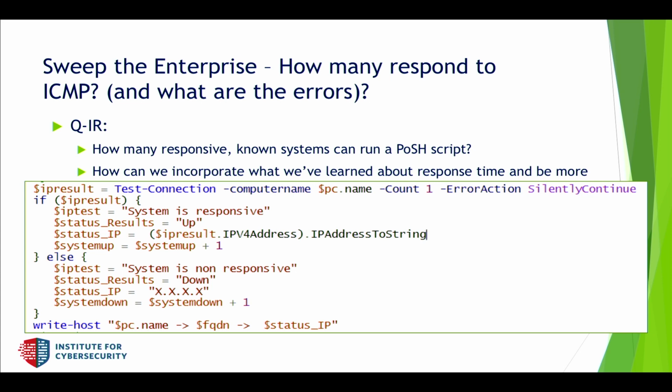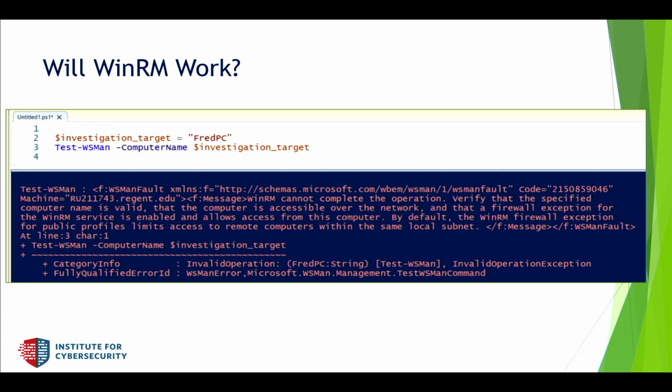You can increase the timeout if you want, and this is an example of something that looks for the results. If you get a result, tell me you got there. If not, then don't. What does it look like when Windows Remote Management does not work? You get this beautiful, informative red message that tells you, I can't get there from here. Well, I want to do something about that.